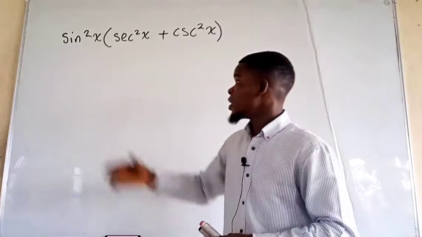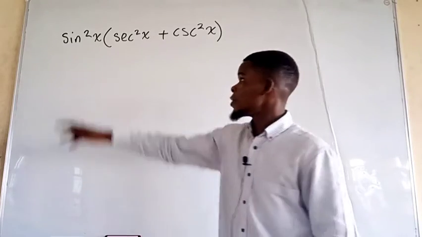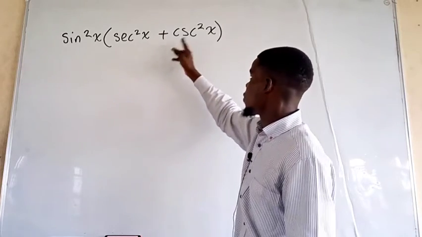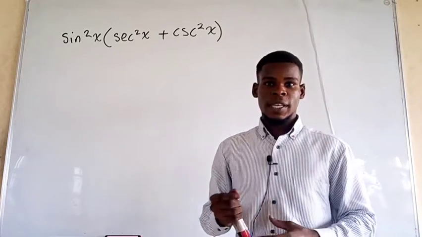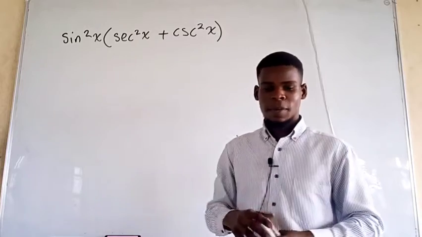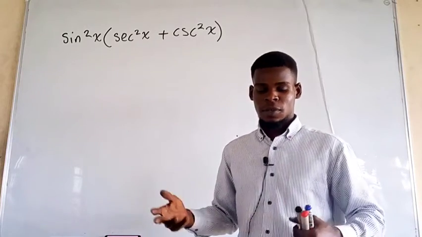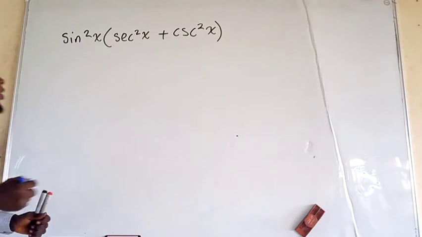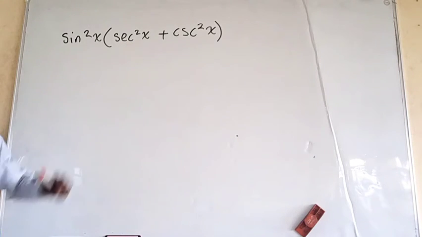And now we want to simplify this trigonometric expression. We have sine square x, then inside the bracket we have secant square x plus cosecant square x. So you want to simplify this and rewrite it in another form using trigonometric functions. Great. But first of all, you need to know what we talk about when we say secant square x.